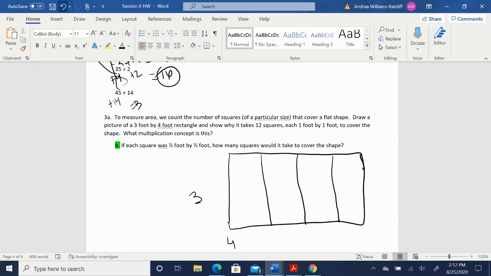Okay, so 1 foot, 1 foot, 1 foot here. So 1 foot, 1, 1, 1, that's 4. And then 3 here. Okay. 1, 1, 1. So it asks us what multiplication concept is this. If we have a 3 by 4 in this situation, how many of these tiles are we going to be looking at? Okay. So we should have 12 tiles.